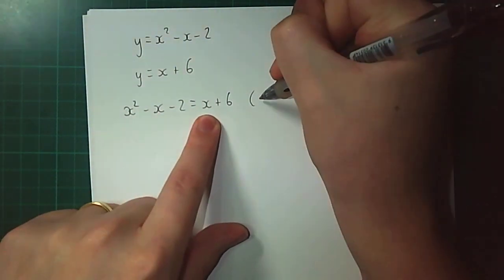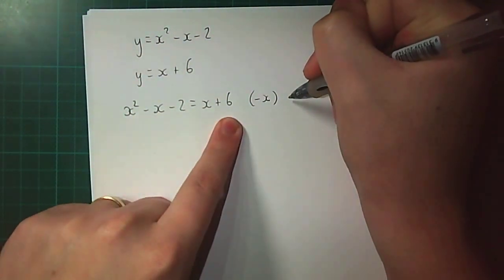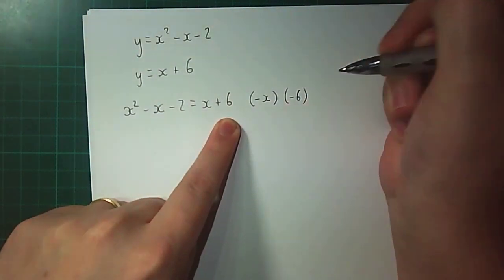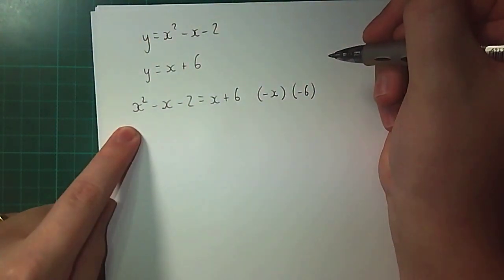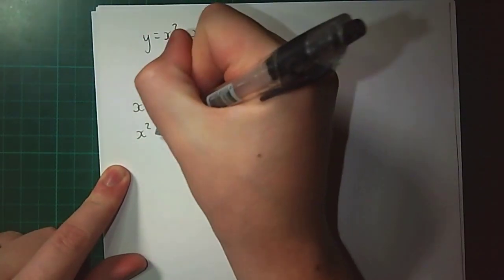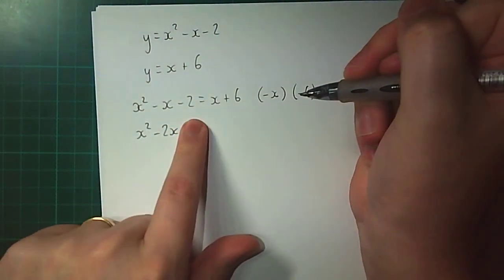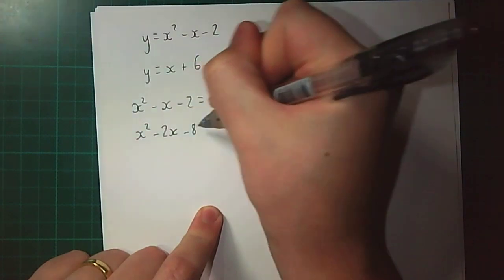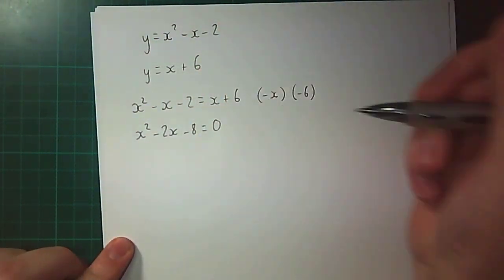I want to get rid of this x, so I'm going to take away x. I want to get rid of this positive 6, so I'm going to take away 6. Doing so, on this side I'm going to have x squared minus x, which is minus 2x, and minus 2 minus 6 is minus 8, and that's equal to 0.